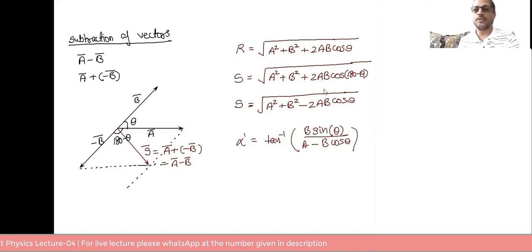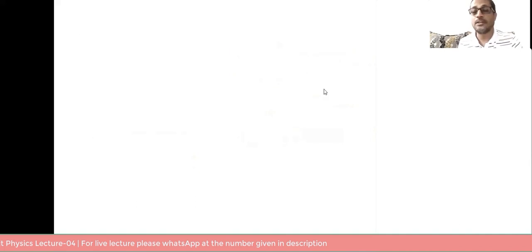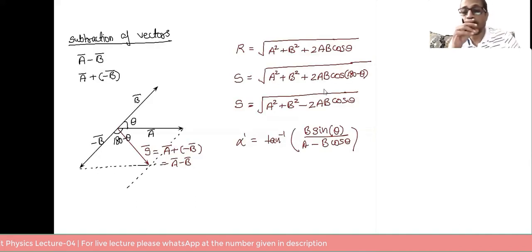Now, let us take up a numerical directly. I have a doubt, sir. Yeah. So here, which angle is going to be considered as alpha? Alpha is always defined as the angle between the first vector A and the result. Alpha dash, this. Okay, sir.